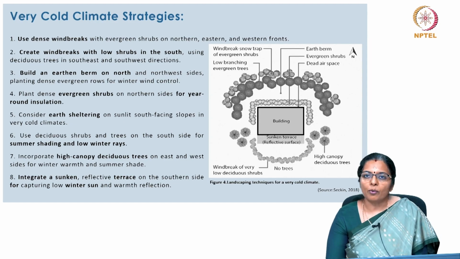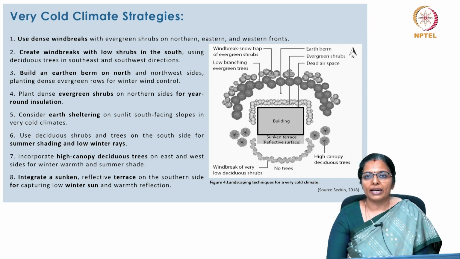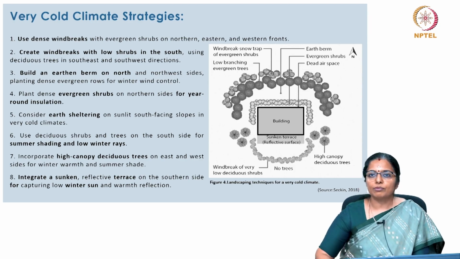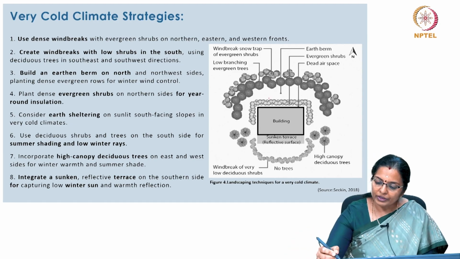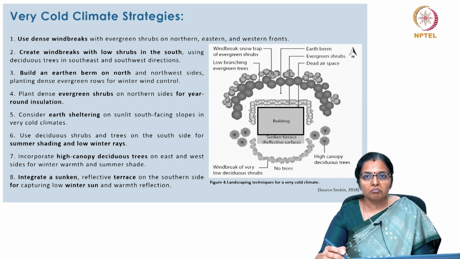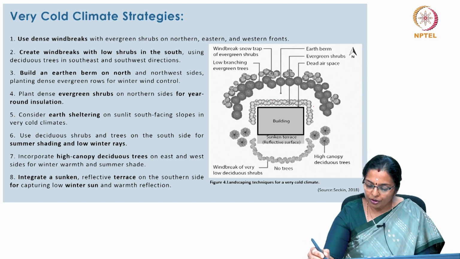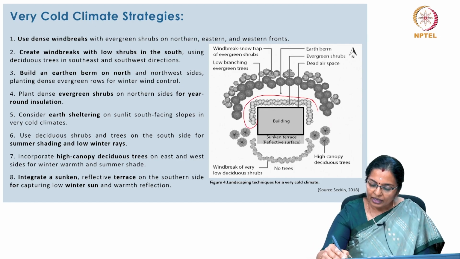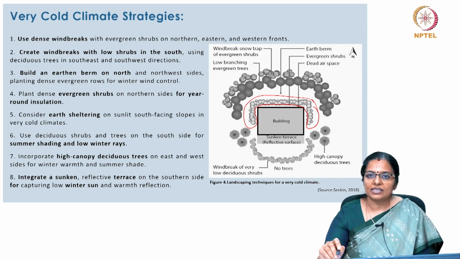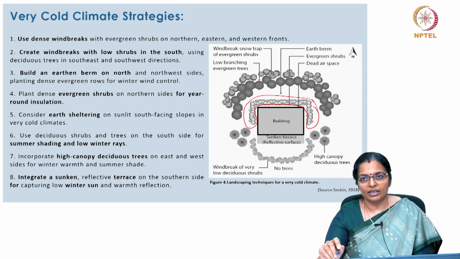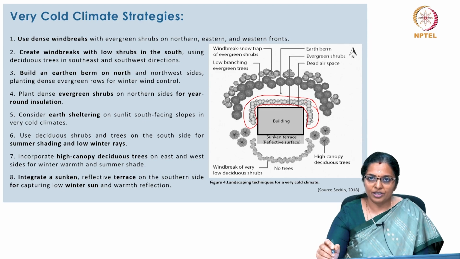So, it is important to use dense wind breaks with evergreen shrubs on the north, east and west front. So, we need to have dense wind breaks on north, east and west sides. We must build an earthen berm on the north and northwest sides, planting dense evergreen rows with winter wind control.